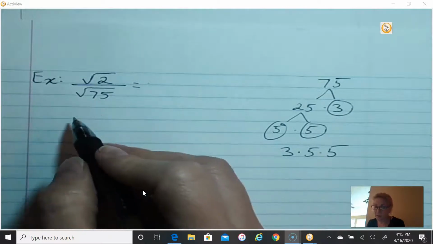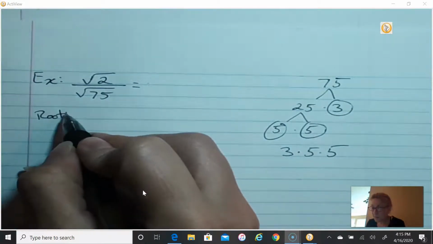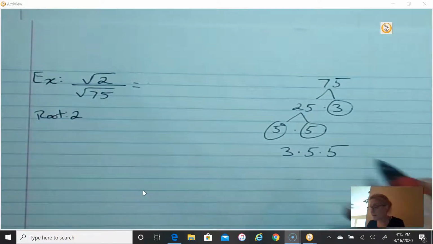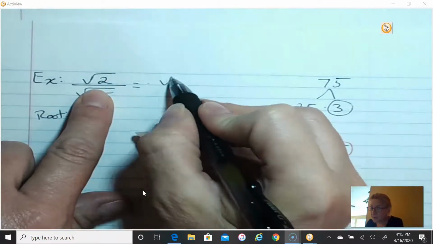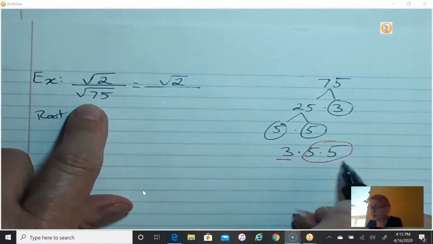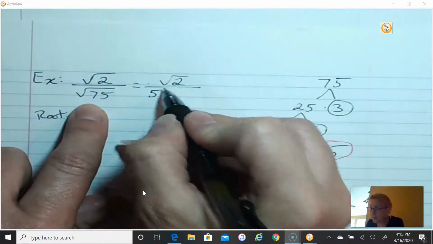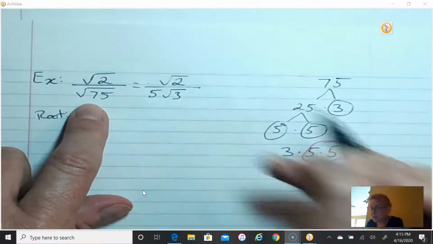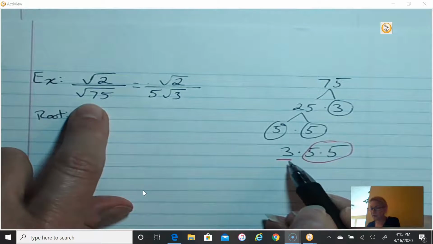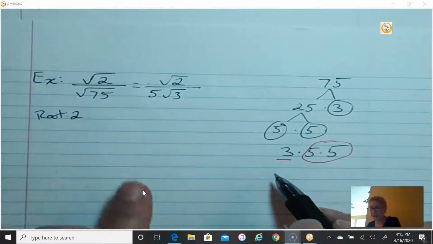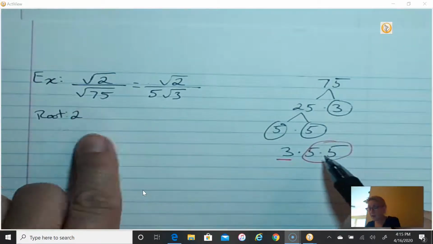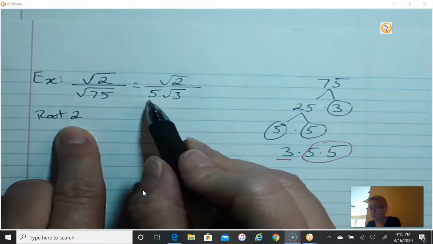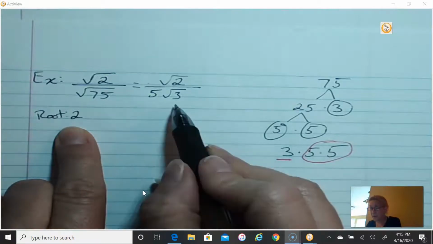Okay, what's the root here? The root is 2. There's nothing there. So I'm circling my pair, and this is left over. So watch this. I'm bringing over my 2, and I'm writing this down here. 5 goes on the outside, 3 goes on the inside. So if you need to rewind that, you can check it out again. That's a big number that needs to be simplified. So I do my factor tree, root of 2, circle my pair, that 5 goes on the outside, that leftover 3 goes on the inside.